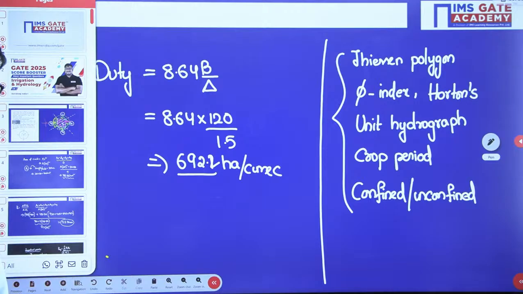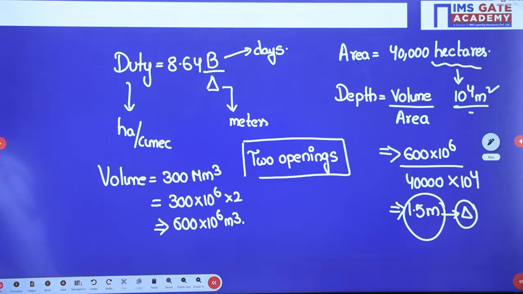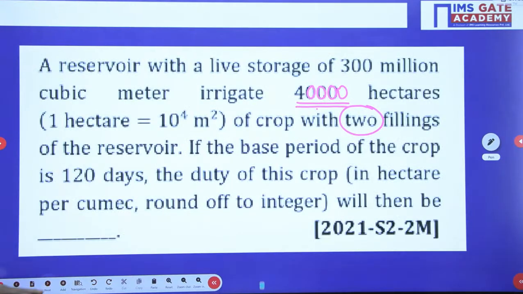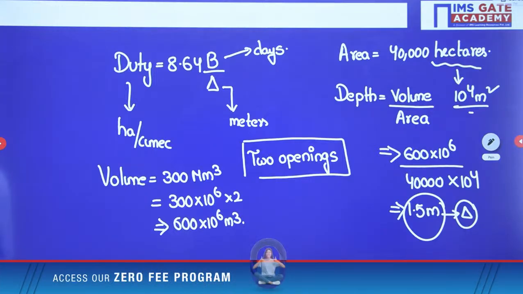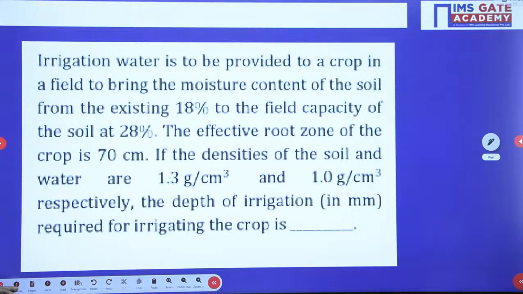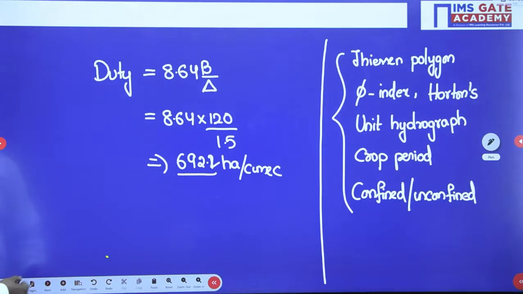So have you written this, students? Please write down this once again. Please write down this solution before moving on. I hope you have written this question, students.